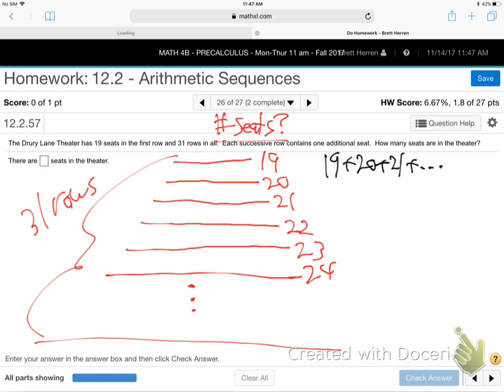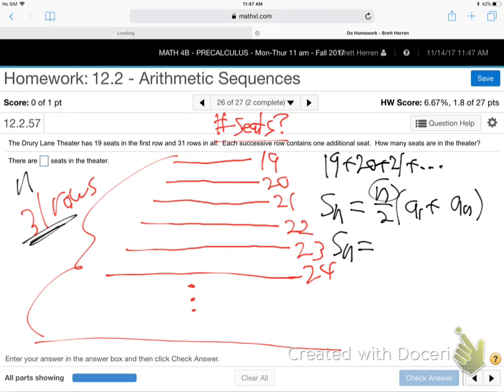So that's S sub n, because we're adding them. N over 2, A1 plus AN. It's the sum formula. I like to put this one on the test because I think it's just a real good application of what we're learning. All right, so what is n? What's the number of terms? 31. That's the n, right? The number of terms? There's 31 of them, huh? 31 rows. Every row is a number of seats. 31.